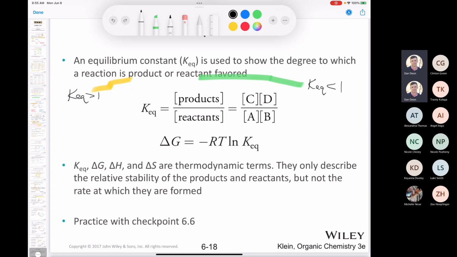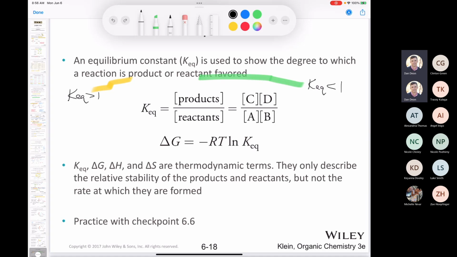And it's shown right here. We have delta G is equal to the negative of RT times the ln, or the natural logarithm, of the equilibrium constant. And that's another formula that you would have seen in general chemistry too. And so K equilibrium, delta G, delta H, delta S, those are all thermodynamic terms. They only describe the relative stability of reactants and products. It has nothing to do with the rate at which they are formed.